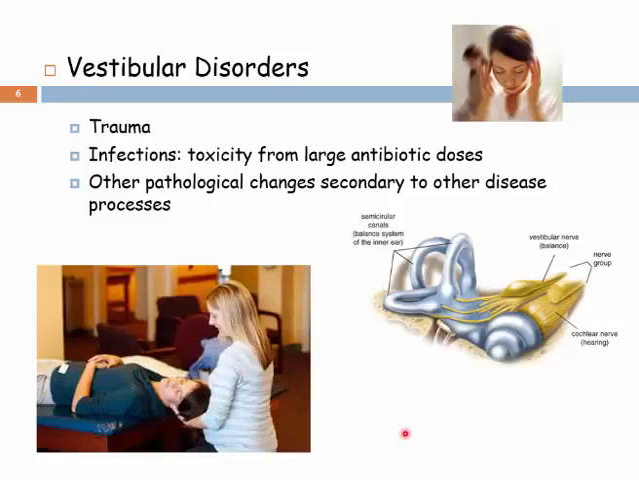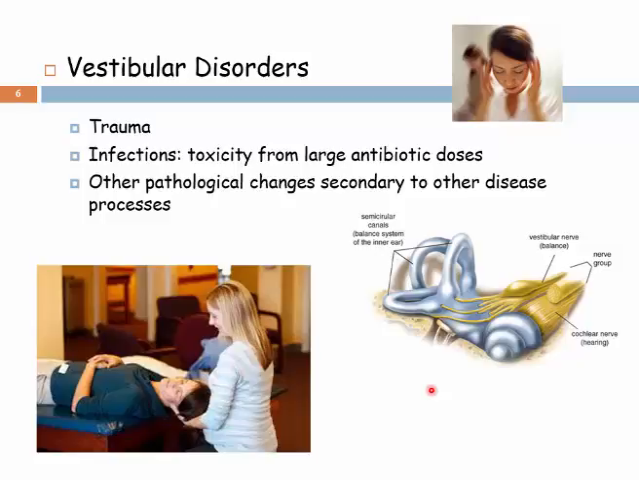Another neuromuscular category of disorders are vestibular disorders. The vestibular system helps detect head position and movement and allows us to maintain our orientation in space, control our posture, and maintain balance. The system includes the semicircular canals in the inner ear, which are depicted here, and the connections to the vestibular nerve, vestibular nuclei, and various brain regions.